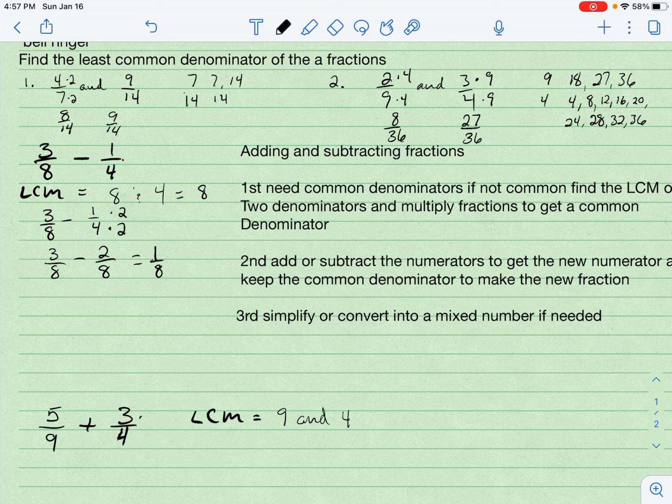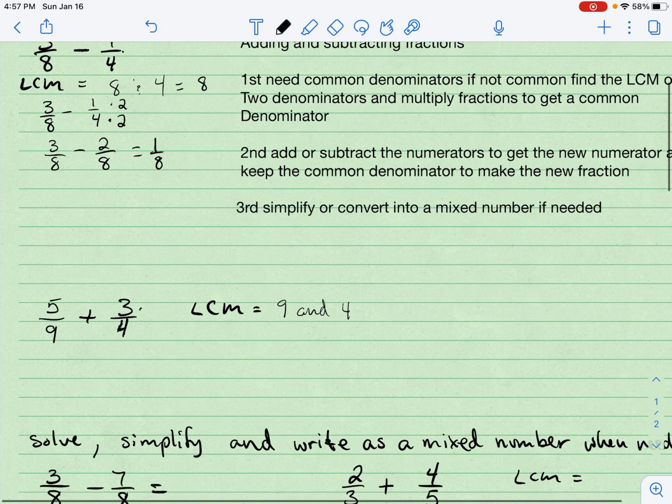Okay, so once again, that's all we're doing. We're finding the least common denominator. We're adjusting our fractions, and then we're adding or subtracting our numerators, keeping the denominator.